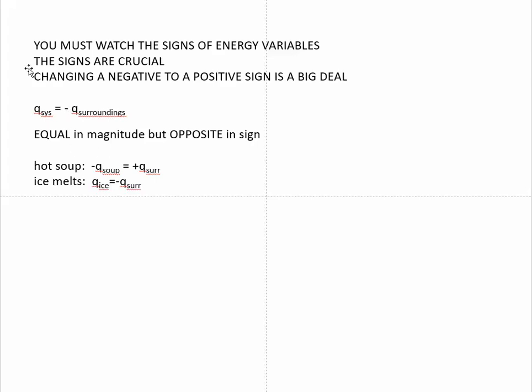So another consequence of this energy transfer and heat flow is that the Q of the system is always equal in magnitude but opposite in sign. So negative Q of the soup is the same as positive Q of the surroundings. All of the energy lost by the soup is equal to the amount of energy gained by the surroundings. So they are equal in magnitude to each other. The amount of energy transferred is the same, just the sign is different. When the ice melts, the energy gained by the ice is equal in magnitude, the same amount of energy, but opposite in sign to the surroundings.